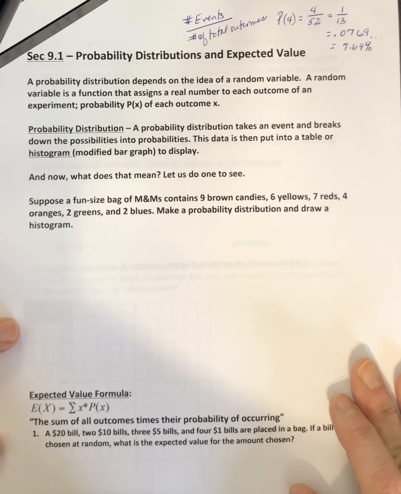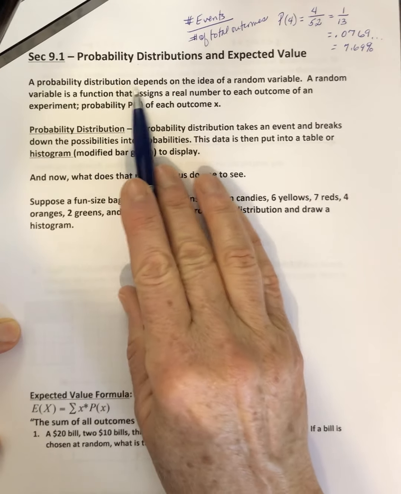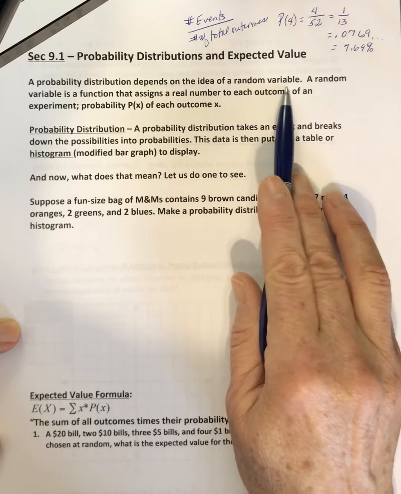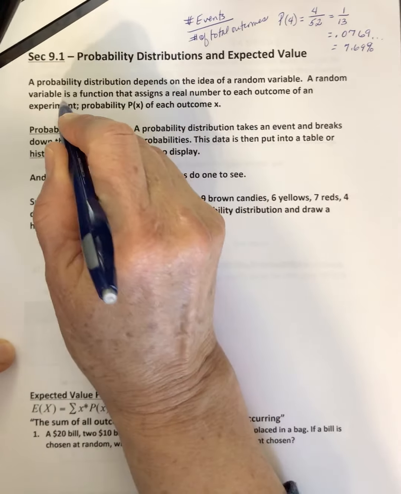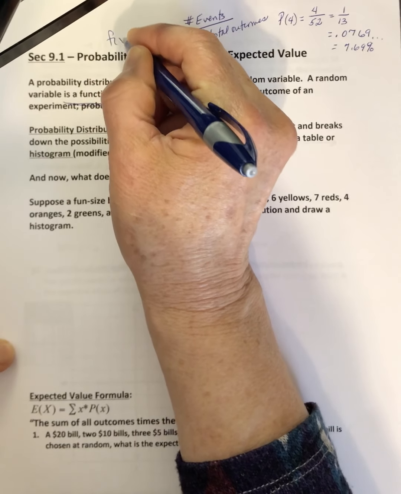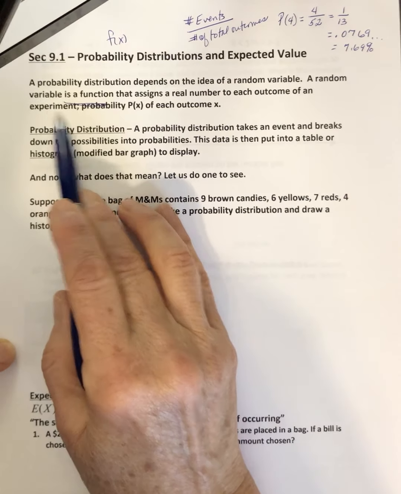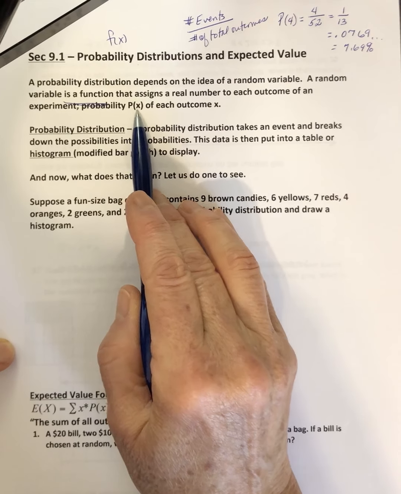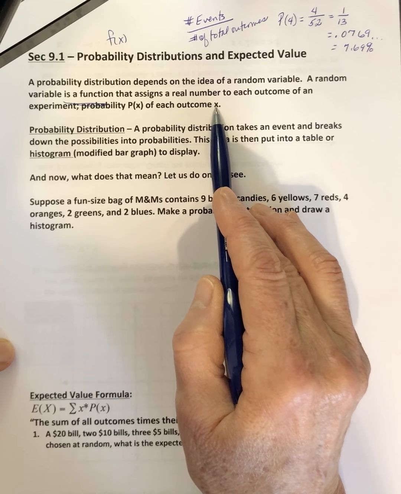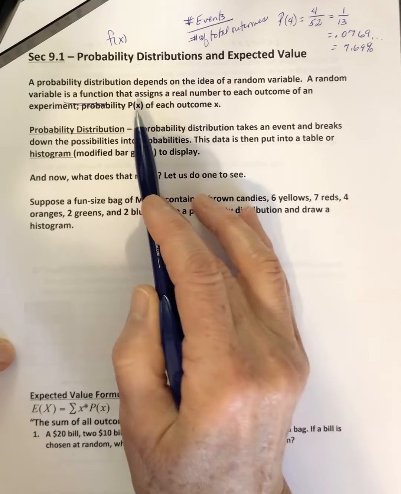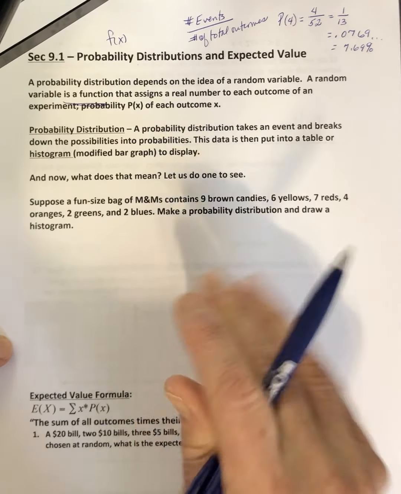So what we're interested in right now is a probability distribution. A probability distribution depends on the idea of a random variable, something that happens at random. A random variable is a function. Remember, function is the idea of f of x that assigns a real number to each outcome of an experiment. The probability p of x, p for probability, of each outcome x. So your input value is x, your output is the probability of that particular outcome.